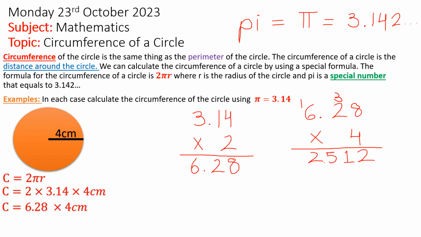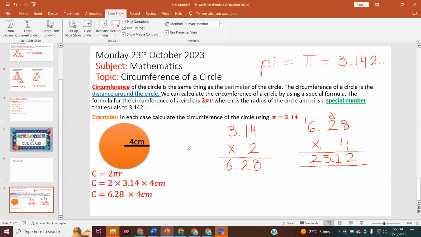So is our answer 2,512? No, sir. What do we have to do with the decimal point? Put it between the 5 and the 1. Very good. So the answer is 25.12. So the circumference is going to be equal to 25.12 centimeters.